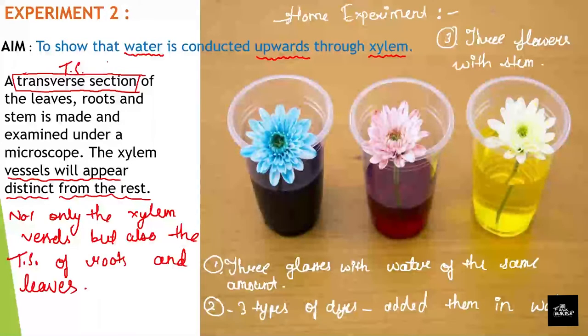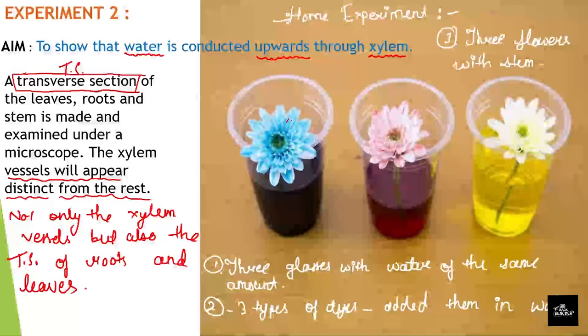If you have to perform this experiment at home, you can do this experiment. What you will do, you will just simply cut the stem of the flower and you can observe the dye inside it. Or if you see in the leaves as well, you can see that the leaves have taken up the dye as well. This is showing blue color, and this is showing reddish color, and this one is showing yellowish color. That means the same experiment has been performed.